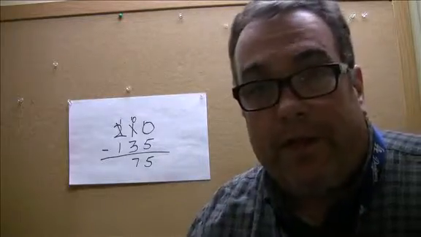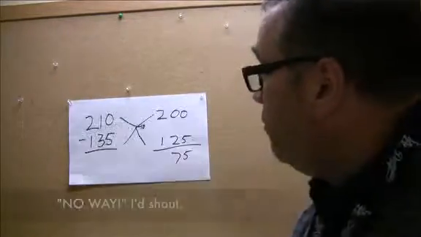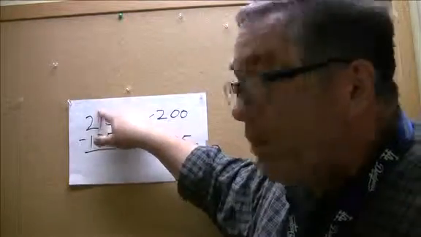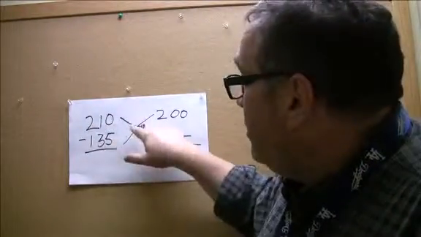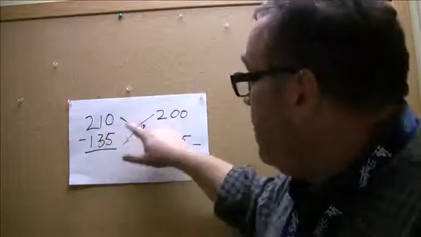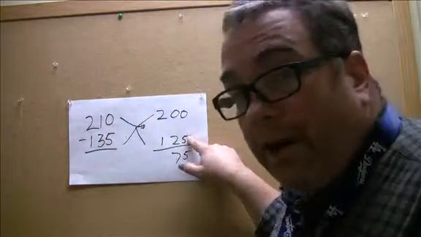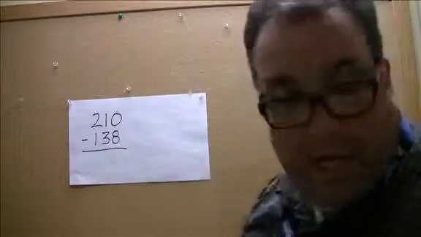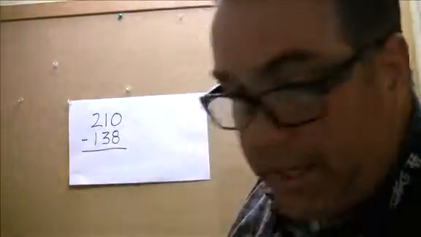Now, what if I told you there might even be an easier way to do this? What you can do is, instead of going into the whole thing where you cross out numbers and you get 10, instead subtract 10 from each number, and then you have 200 minus 125, and you get the same answer. What if it was 210 minus 138?